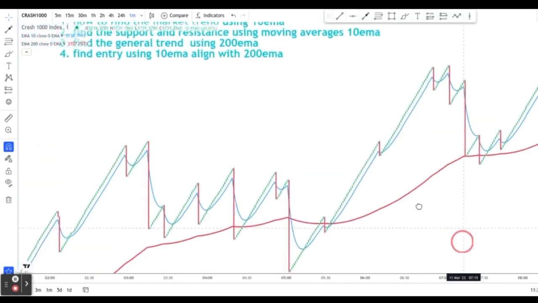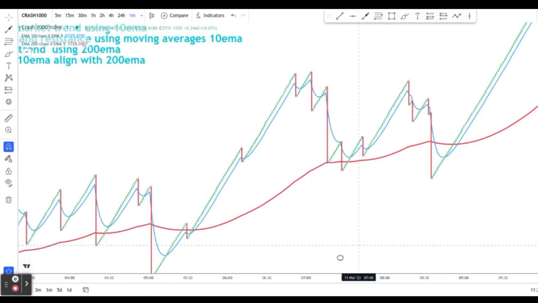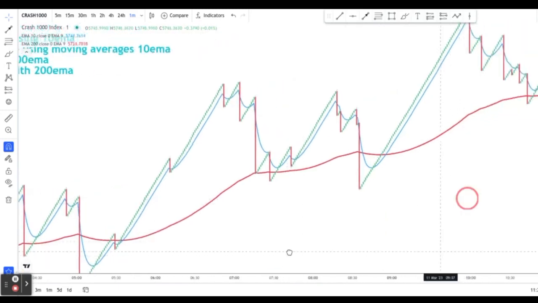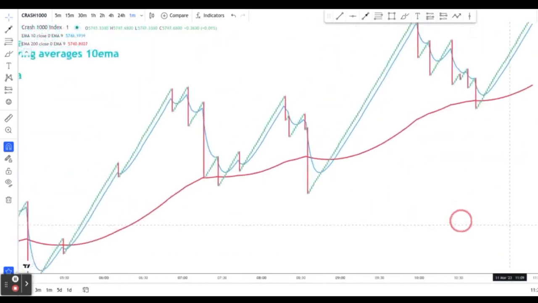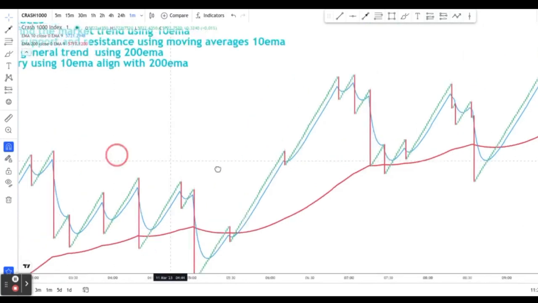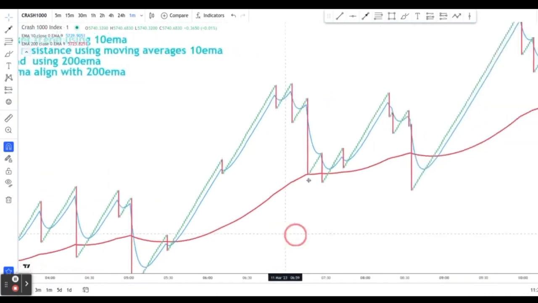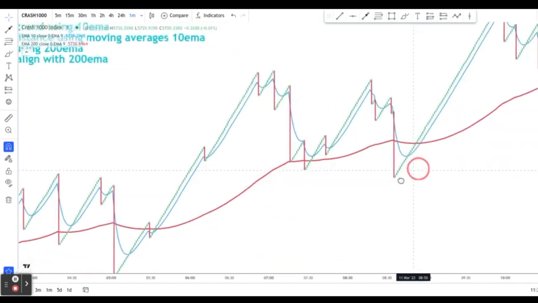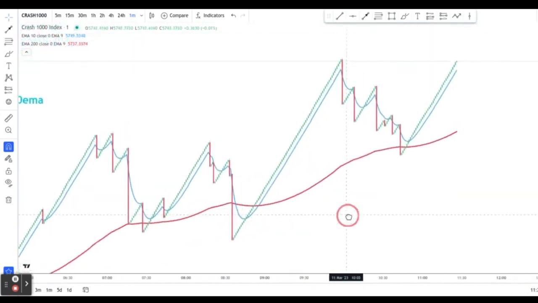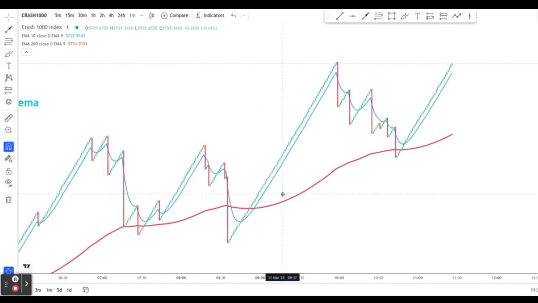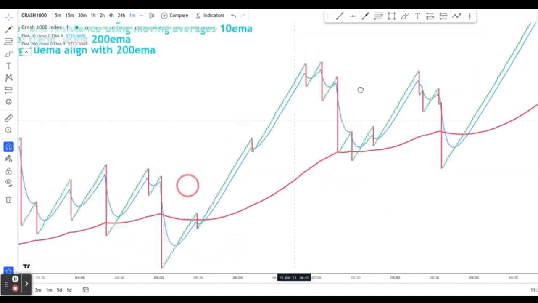So now as we are determining the general trend of the market, we're using the 200 EMA. So what should we still do? Let's look at the last rule. We should find entry using 10 EMA aligned with 200 EMA. So first of all, let me explain the word align. That is in the same agreement, that is in the same direction, in the same conclusion. That is what it says. Find an entry in the same direction.